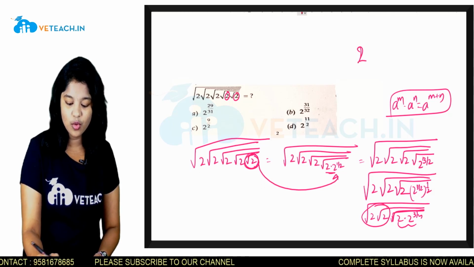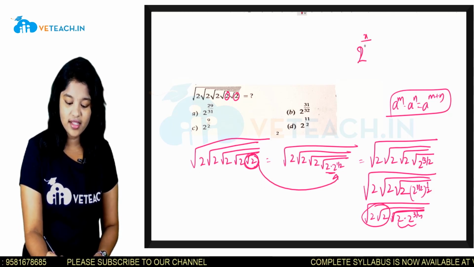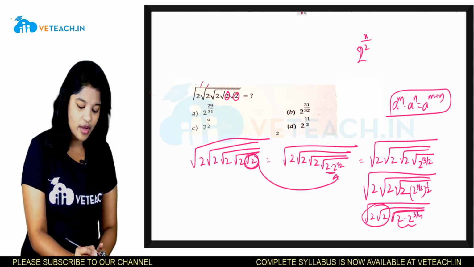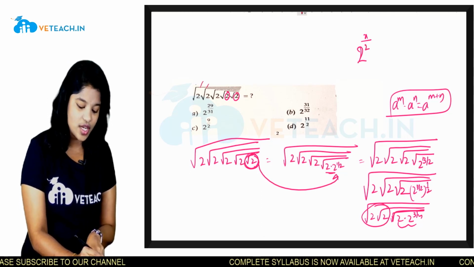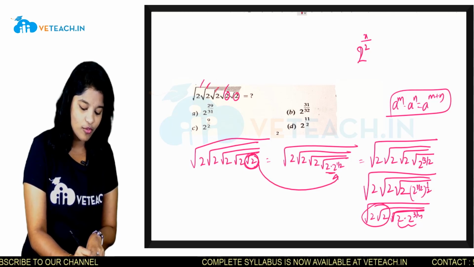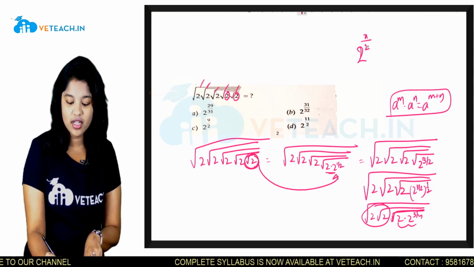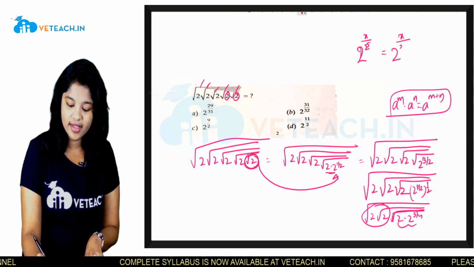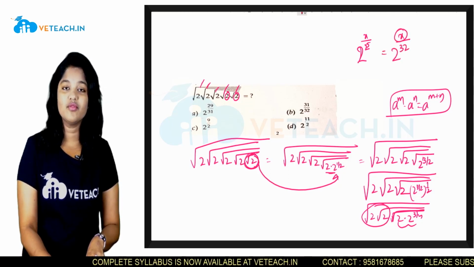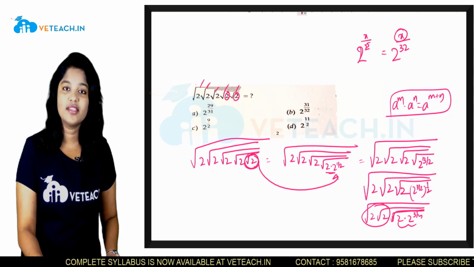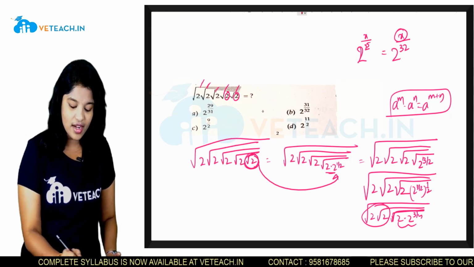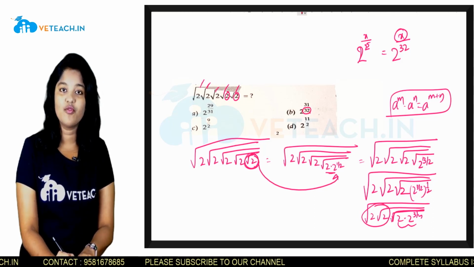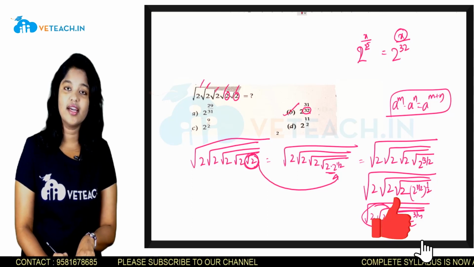So write down 2 power x, and the denominator will be 2 power the number of square roots. How many square roots are given in the question? 1, 2, 3, 4, 5. So total 5 square roots are there. So write down 2 power 5. So it is equal to 2 power x by 32. This value is unknown. In the options, we are having only one option of the form 2 power x by 32. So option B will be our correct answer.